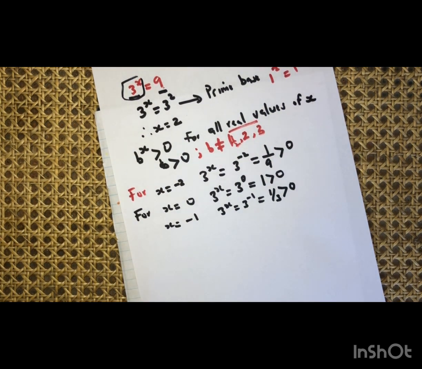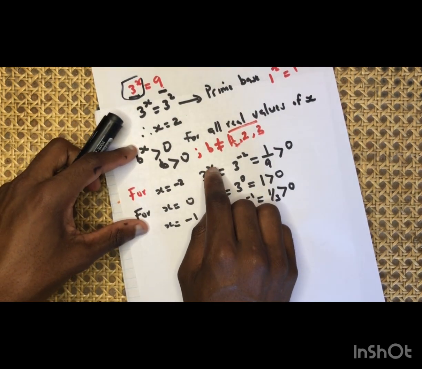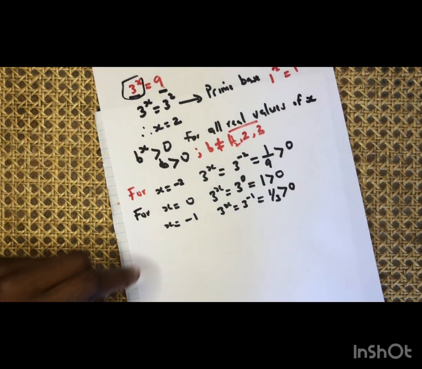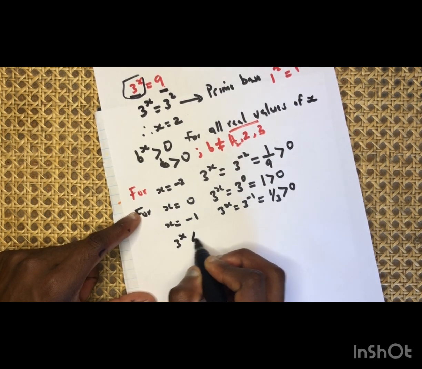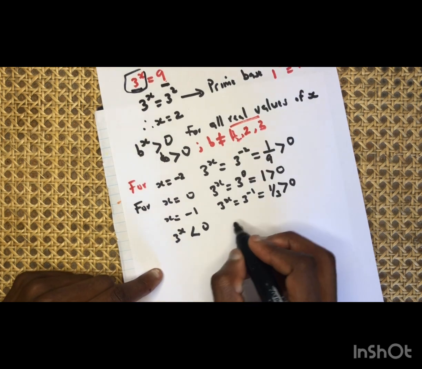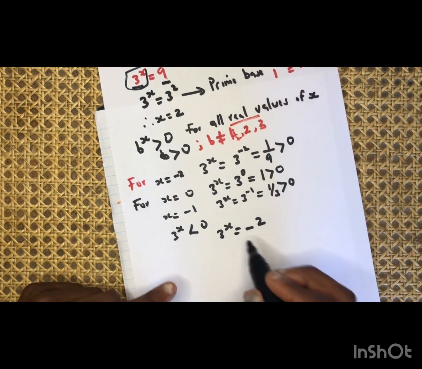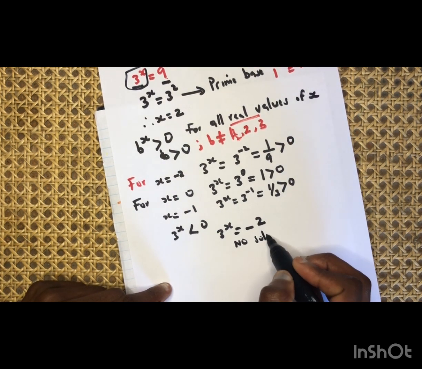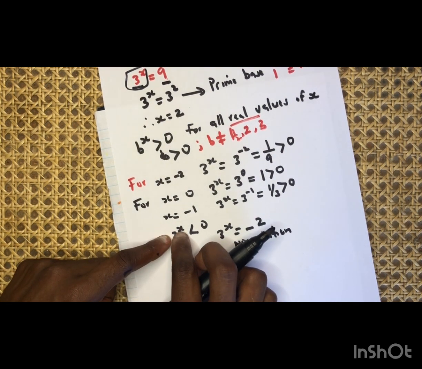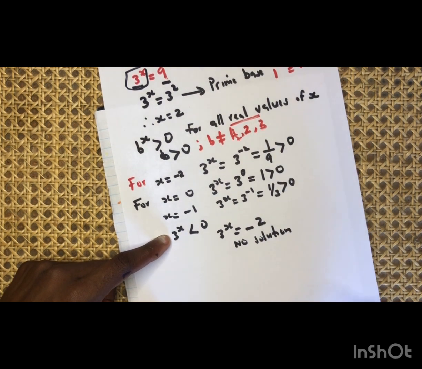This means that for the expression 3 to the power x, there is no real value of x for which 3 to the power x is less than 0. There's no value. So this means that whenever we have 3 to the power x equals a negative 2, let's say, there is no solution, because we can see that this expression is always greater than 0 for all real values.